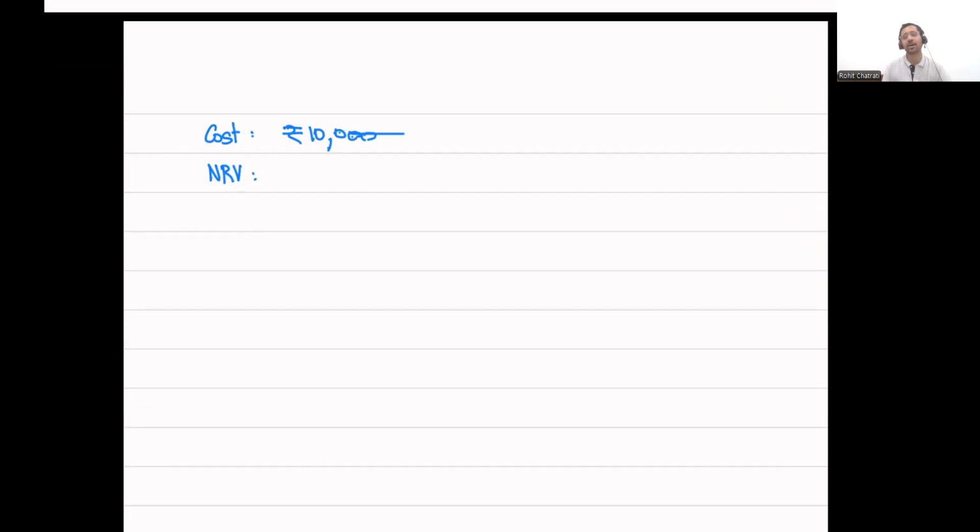On a balance sheet date, I am required to measure inventory at cost or NRV, whichever is lower. Let us say NRV is equal to 8,000 rupees. So on the balance sheet, I will measure it at 8,000 rupees, which is the lower of cost or NRV. Therefore, in my P&L account, I will recognize a loss of 2,000. Correspondingly, I reduce my balance sheet inventory value.